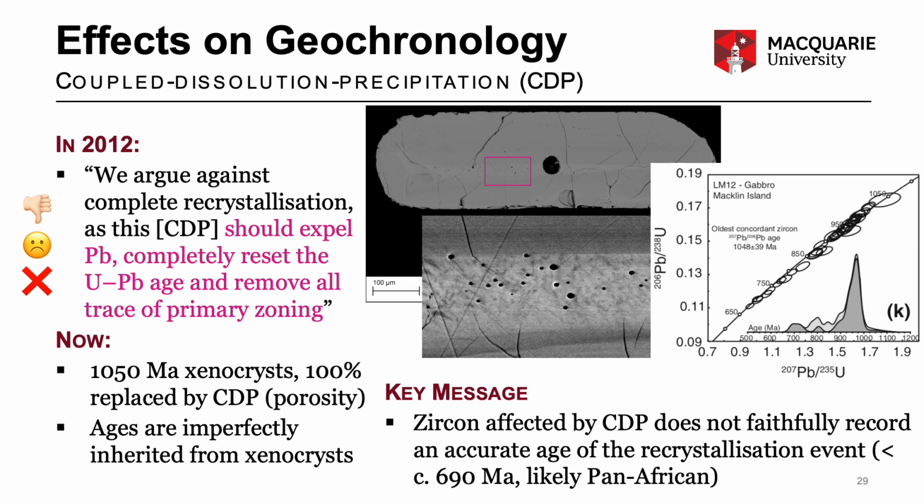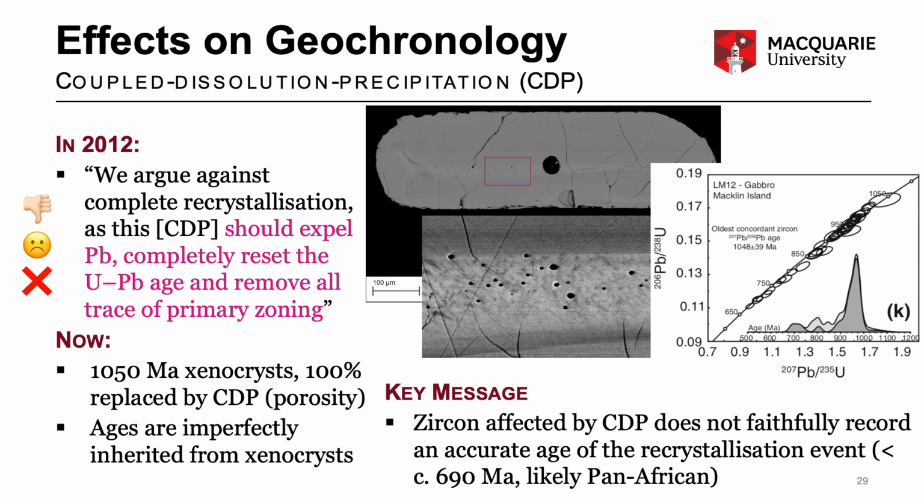In 2012, we wrote that we argued against complete recrystallization, in brackets coupled dissolution precipitation, as it should expel lead and completely reset the uranium lead age and remove all trace of primary zoning. I think back then we got it wrong. I think this process of coupled dissolution precipitation can form such an ultra-local chemical environment at the dissolution precipitation front that the uranium lead character of the precursor grain can get copied, or at least partly copied, to form these complex spreads in ages.